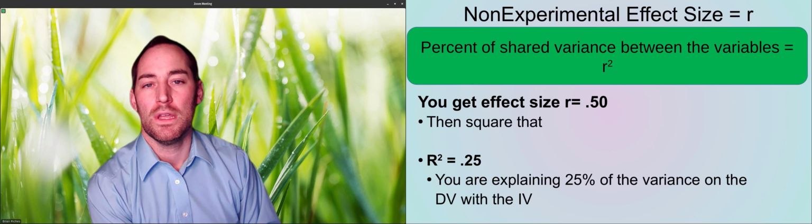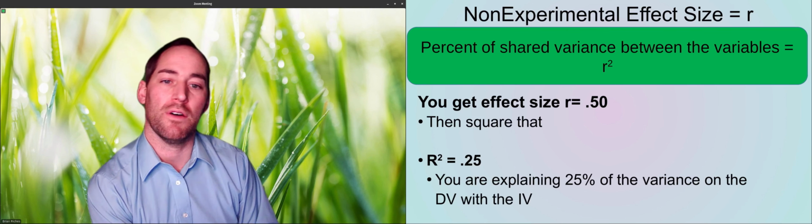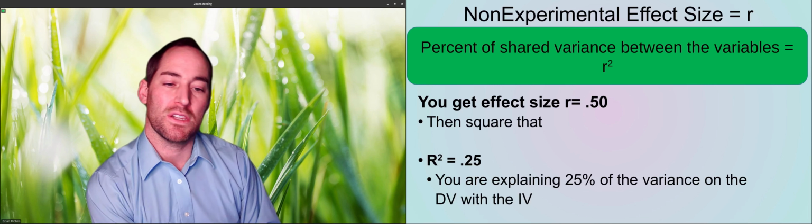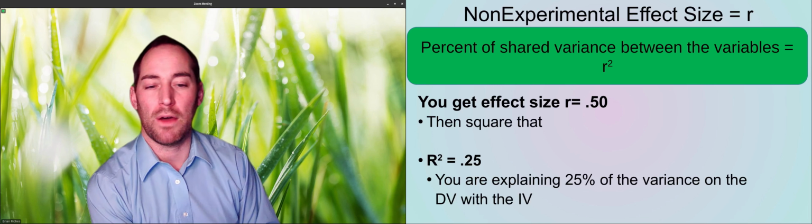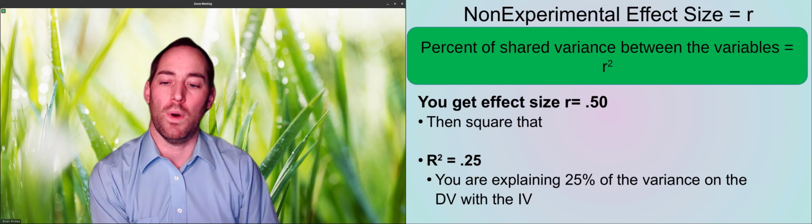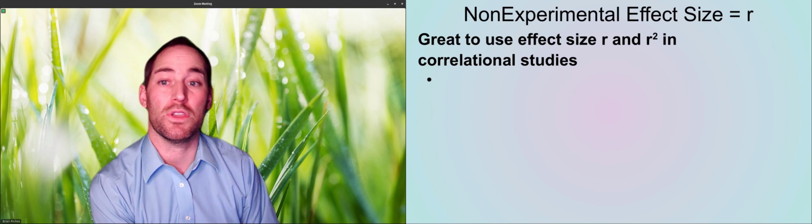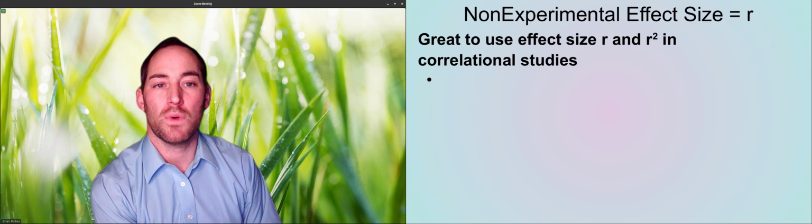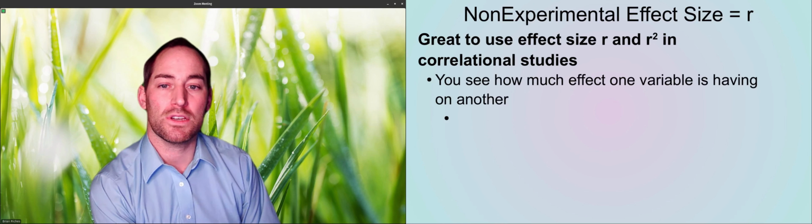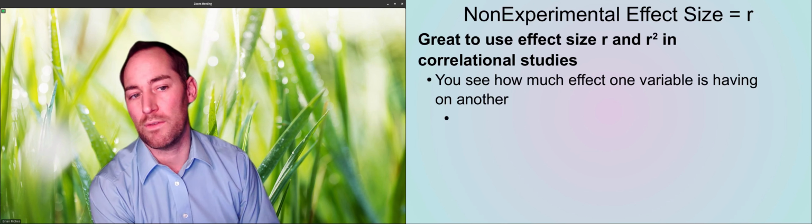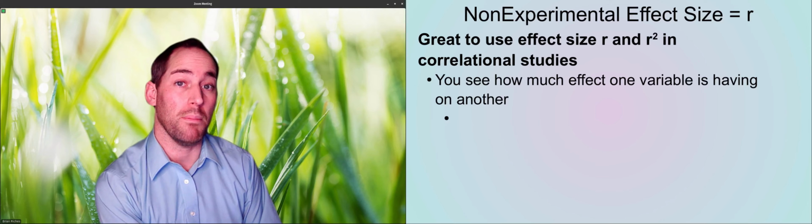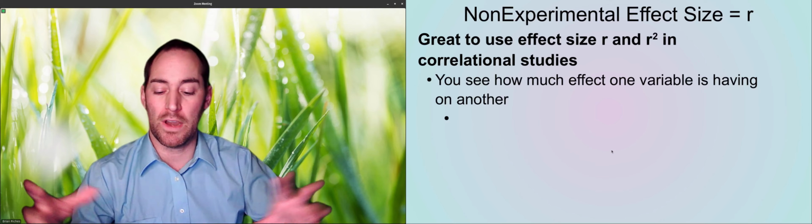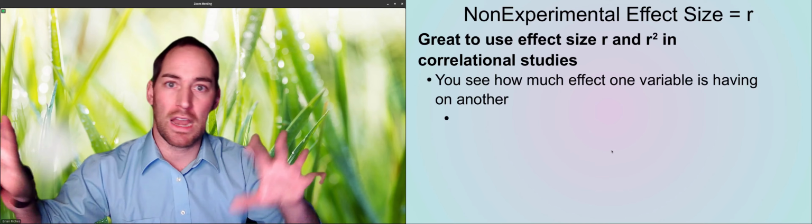So for non-experiments, with a correlation of r of .50, you basically square that. You can see that you're explaining about 25% of the variance in one DV with your IV, your predictor variable. So it's great to use effect size in correlational studies. You can see how much effect one variable is having on another when we look at a model of correlational studies, like multiple variables and those maps of circles and arrows all around.